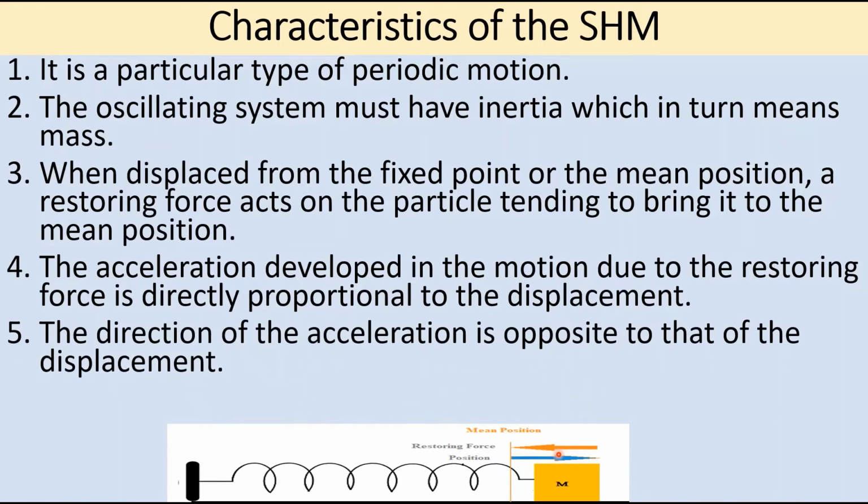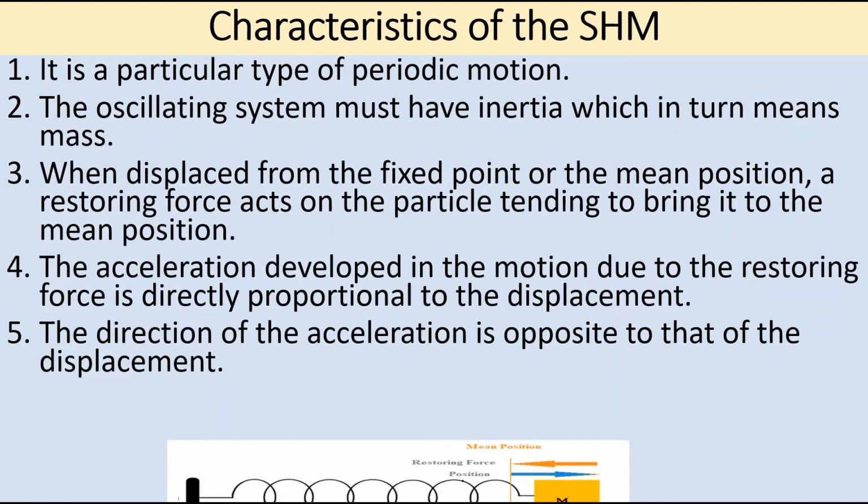Then the fifth characteristic is that the direction of the acceleration is opposite to that of the displacement. So here the force is acting towards the fixed point and displacement is away from the fixed point. Since force is proportional to acceleration, acceleration is towards the fixed point, or a is proportional to minus x. So that is the fifth characteristic.